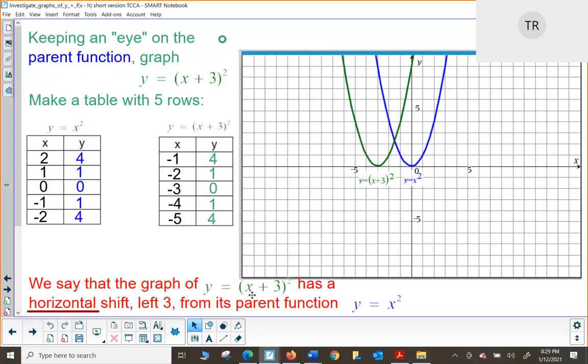And it turns out that this is a horizontal shift left 3 from its parent function, and that was because of its plus 3 inside the parentheses, that quantity being squared. Again, I want them to start looking for these patterns. It's kind of opposite of what they thought it would be.